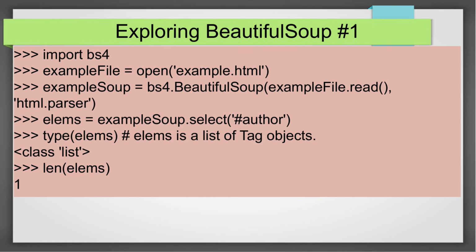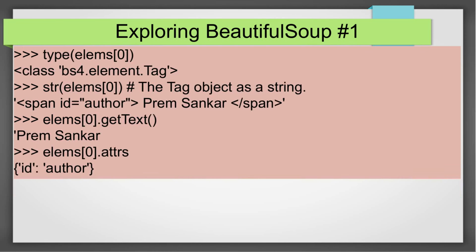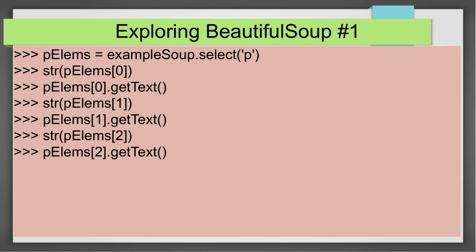Calling getText on the element returns the element's text, or inner HTML. The text of an element is the content between the opening and closing tags. In this case, passing the element to the str function returns a string with the starting and closing tags and the element's text. Finally, attrs gives us a dictionary with the element's attribute id and the value of the id attribute, author.